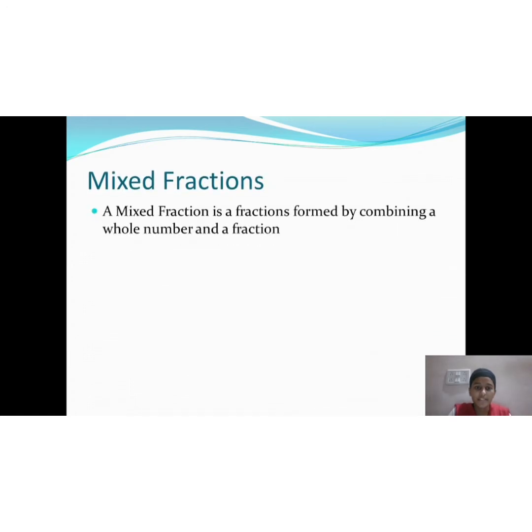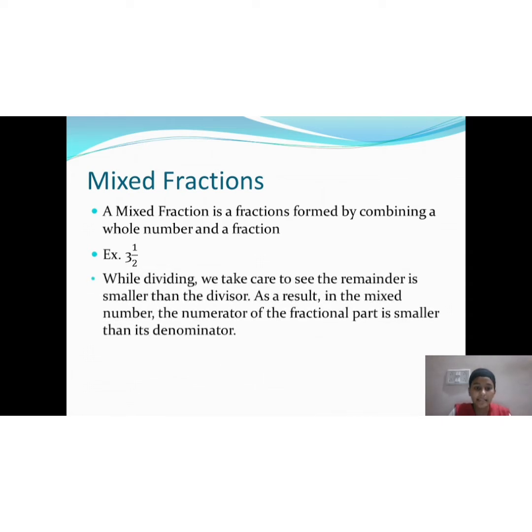So let us see what mixed numbers are. What are mixed numbers, students? A mixed number is a fraction formed by combining a whole number and a fraction. What are whole numbers, students? The numbers which start from 0. 0, 1, 2, 3, 4, all these are whole numbers, right? So, it is formed by a combination of a whole number and a fraction. Example: 3 and 1 upon 2. So, here 3 is the whole number and the fraction is 1 upon 2.